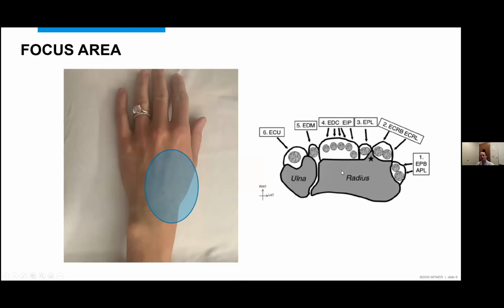I thought this is an obligatory picture to include in a dorsal wrist ultrasound presentation, showing the cross section of our extensor compartments. I'm going from radial to ulnar. We know there's 3 compartments that have 2 tendons, compartment 1, 2, and 4, and then 3 compartments that have 1 tendon, 3, 5, and 6.